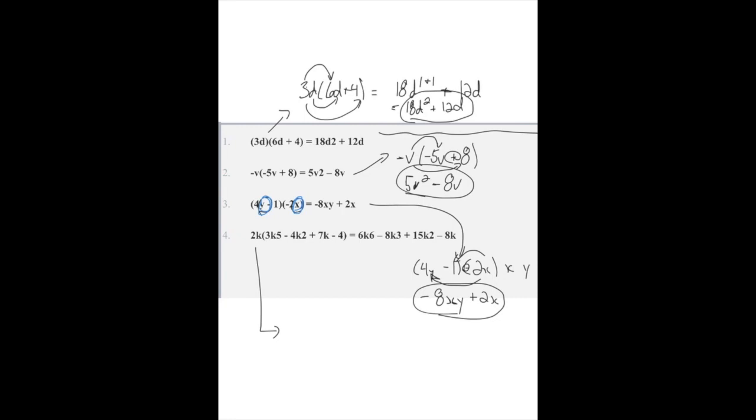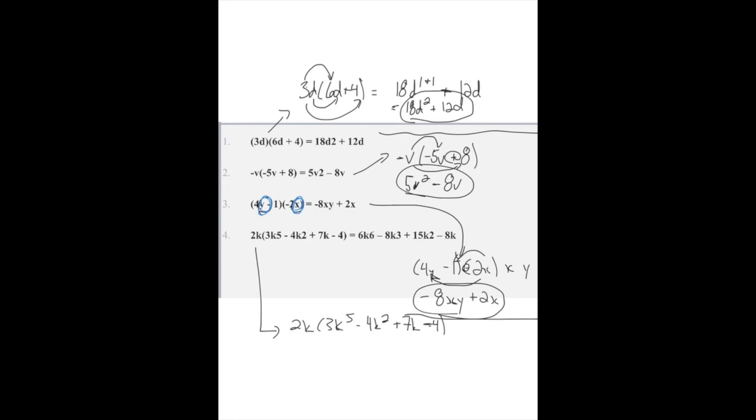Now we're going to take a different jump here and work with numbers that are a little bit bigger. So what we end up with here is we have 2k being multiplied by 3k to the 5th minus 4k squared plus 7k minus 4.